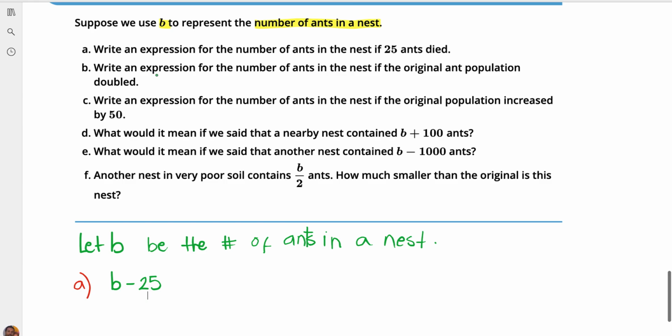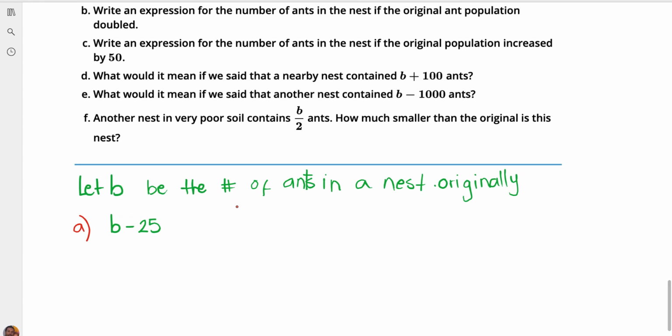Then it says, write an expression for the number of ants in the nest if the original ant population doubled. I'm going to add something here just to see. Let B be the number of ants in the nest originally. I'm going to put that just to be very clear that we have a starting point and then other things are happening, okay? So I recommend that you pause the video, try to do them, and then watch my answers, okay?